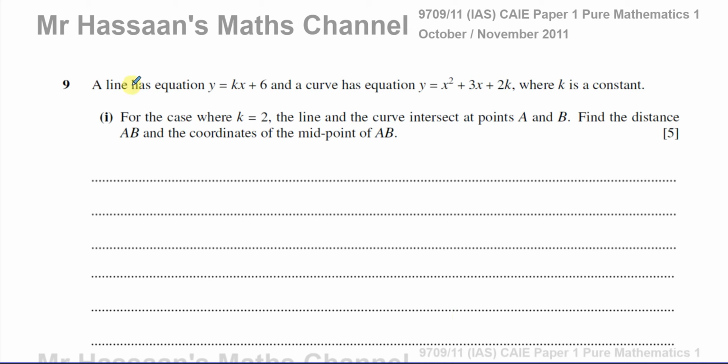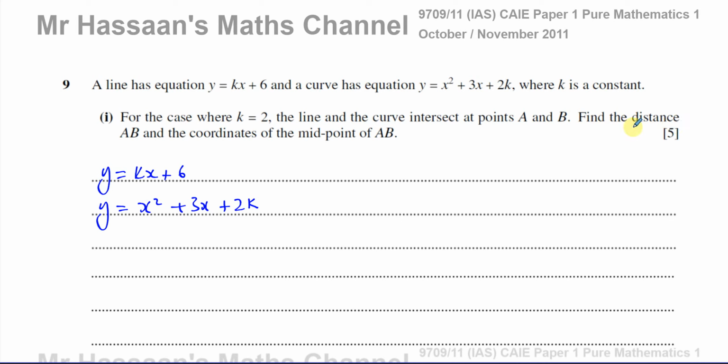So 9 part 1, we're told about a line which has equation y equals kx plus 6, and a curve which has equation y equals x squared plus 3x plus 2k, and k is a constant. Part 1 says, for the case where k equals 2, the line and curve intersect at the points A and B. So we've got to find the distance AB and the coordinates of the midpoint of AB.